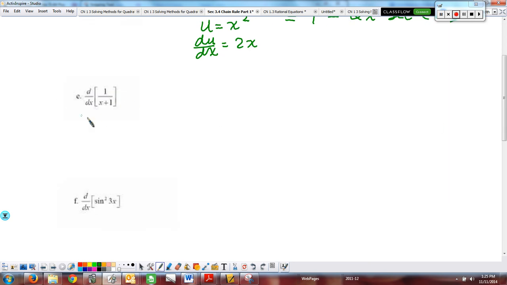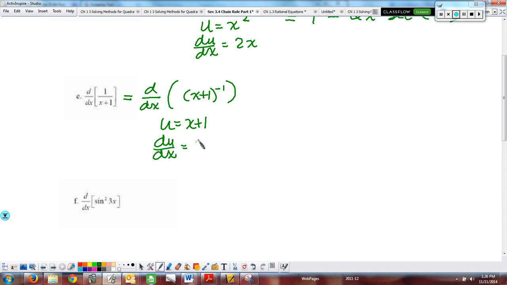Now, here's an example. On this, we could be using quotient rule. I mean, it's perfectly fine to do quotient rule on that. But what I can do instead, now that I have chain rule, is think of this as (x plus 1) to the negative 1. And I want to take the derivative of that. So I'm going to use the inside function is x plus 1. The du dx is going to be 1. So now I come up here and say, what's the derivative of the outside?